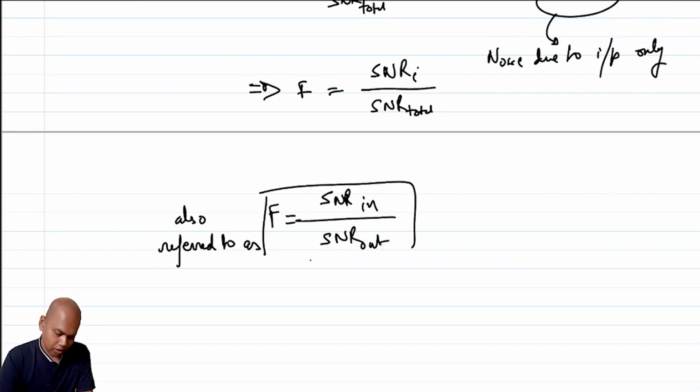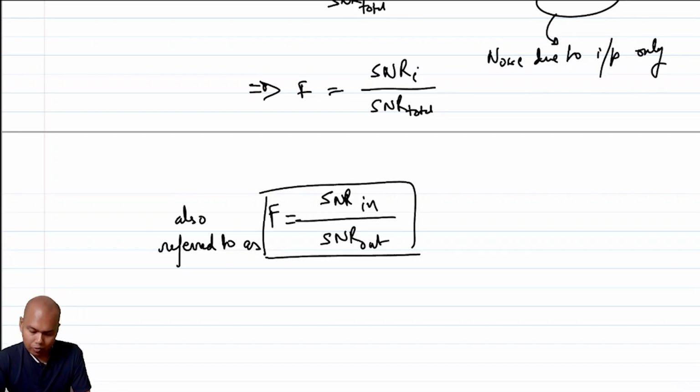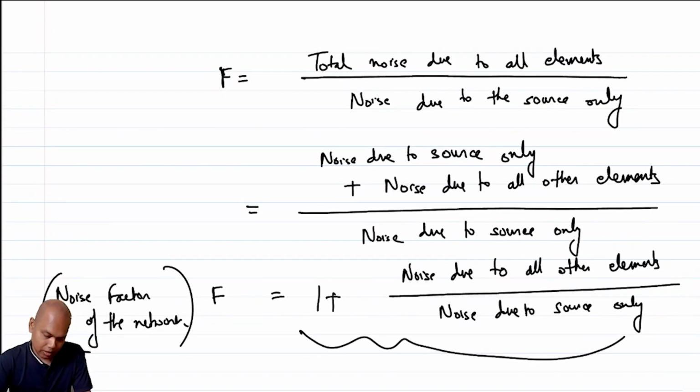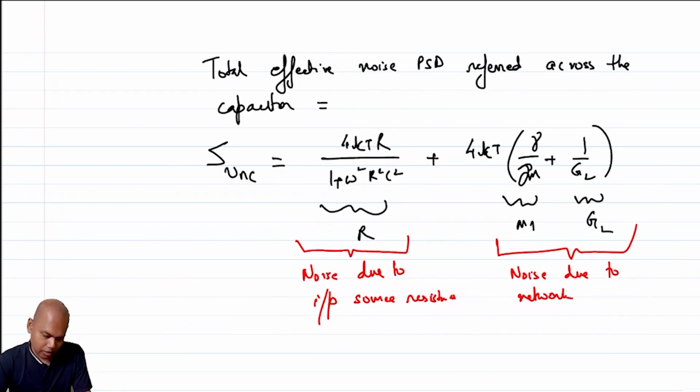Okay. So what is the noise factor for the block that we just did? That's pretty straightforward. Essentially, I know the noise due to the network and I know the noise due to the input only.